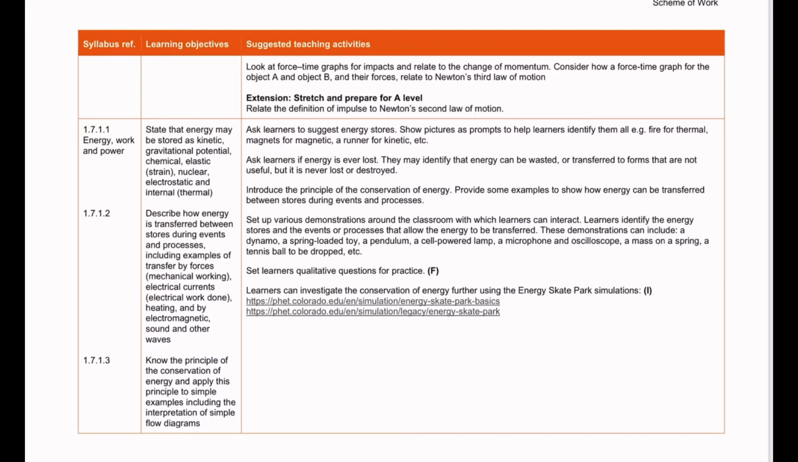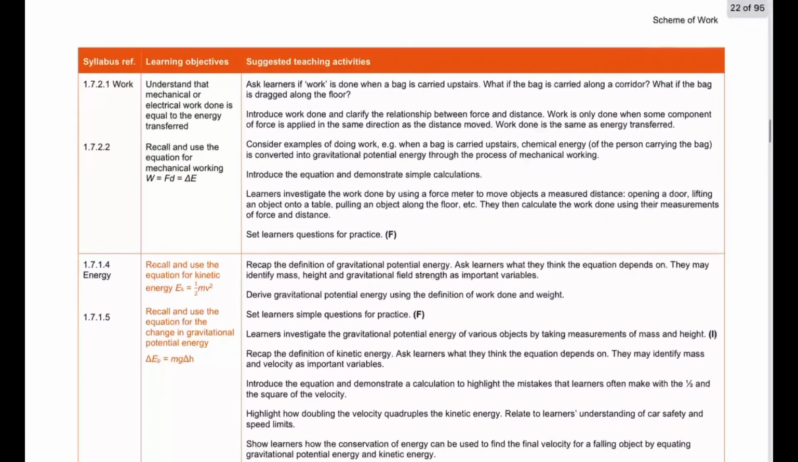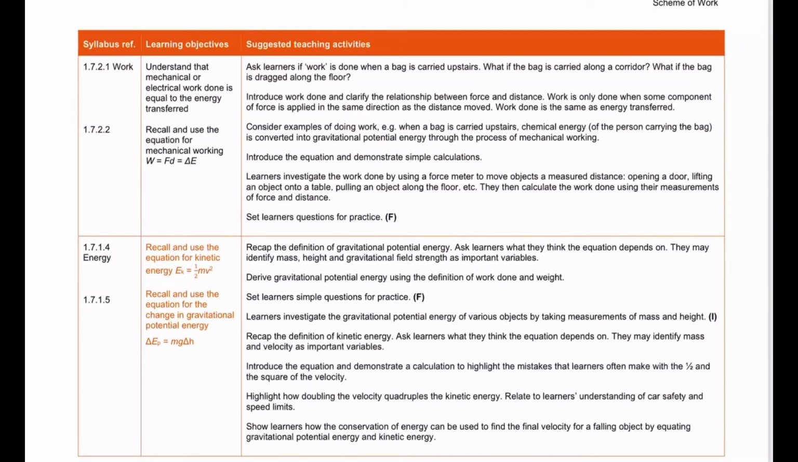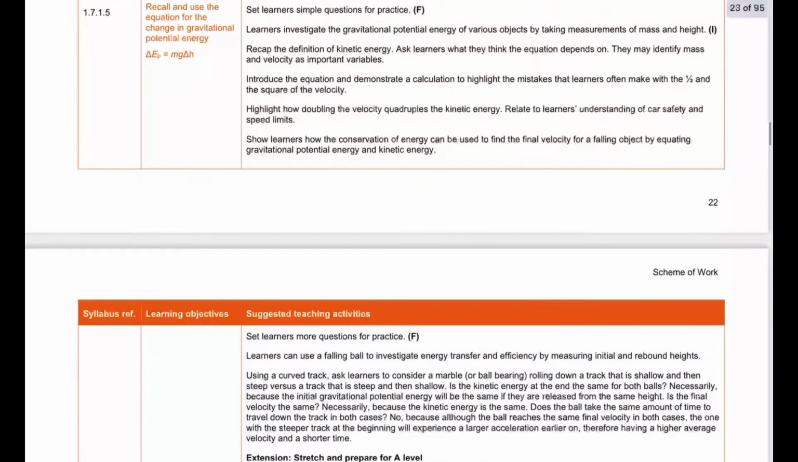Key concept 1.7.2.1 Work. Understand that mechanical or electrical work done is equal to the energy transferred. Recall and use the equation for mechanical working, W equals Fd equals delta E. Key concept 1.7.1.4 Energy. Recall and use the equation for kinetic energy, E equals half mv squared. Recall and use the equation for the change in gravitational potential energy, delta E equals mgh.